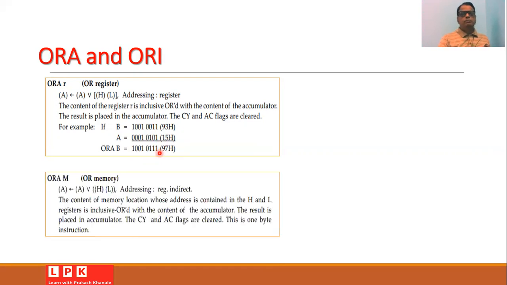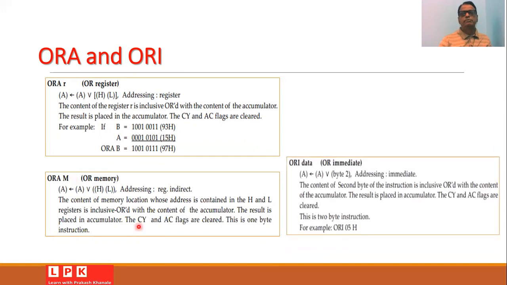If you want to perform the inclusive OR operation with the memory, then you can write the instruction ORA M, where the content of the memory location whose address is stored in the HL pair is inclusively ORed with the content of the accumulator, and the result is placed in the accumulator. The carry and auxiliary carry flags are cleared, and this is also a 1 byte instruction.